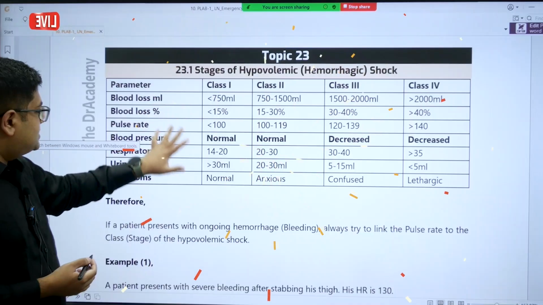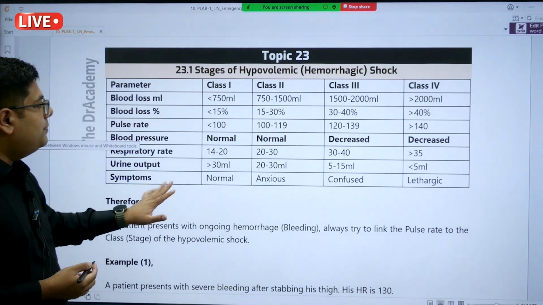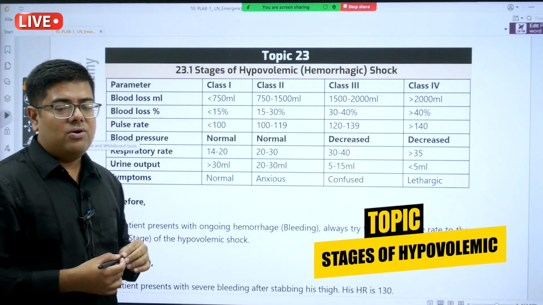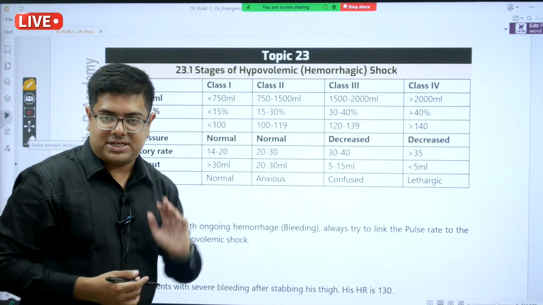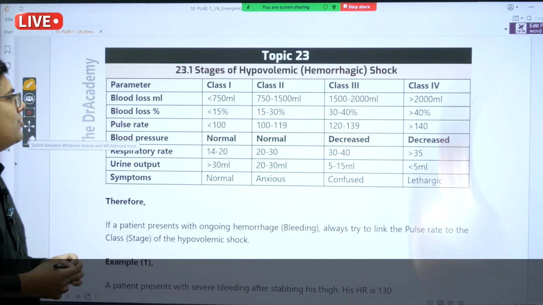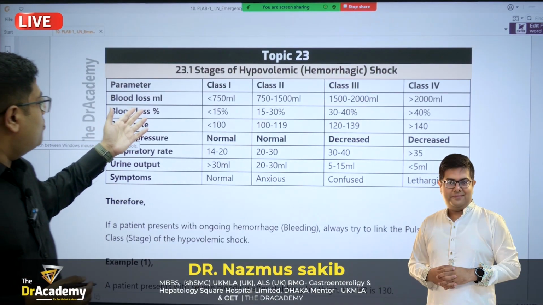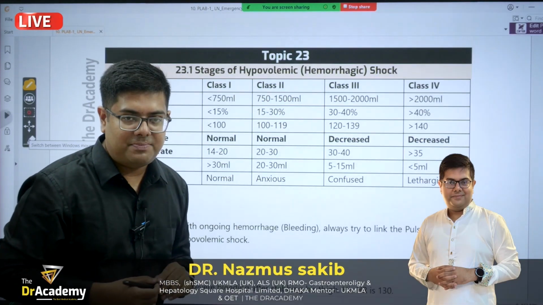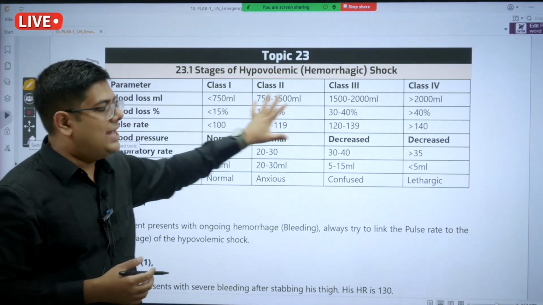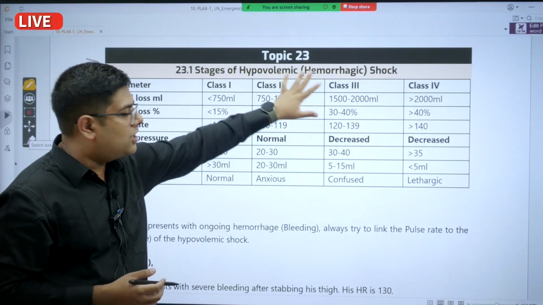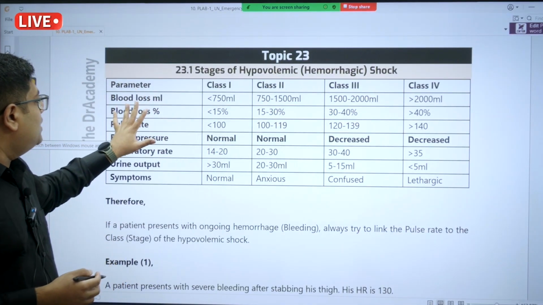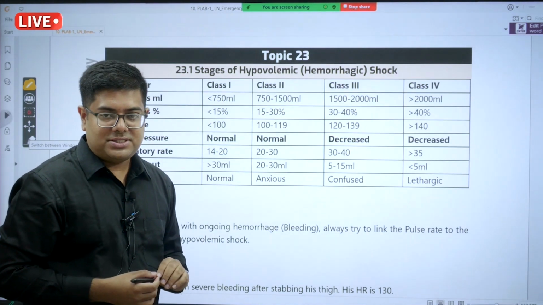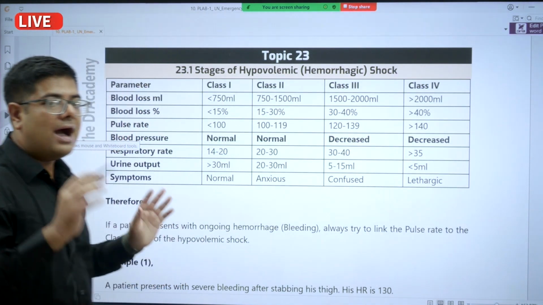You will be given some of these criteria and you will be asked what class of hypovolemia or what class of shock this patient is having, or you will be asked how much blood the patient has lost approximately. Either you will be asked to classify the stage of shock, or you will be asked about the amount of blood lost during shock. So how do we remember?